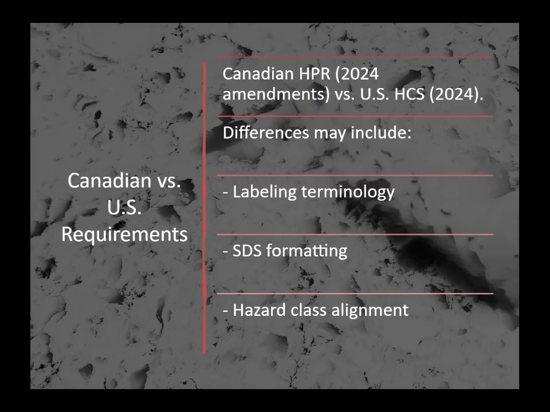Summary of variances. Employers and workers should be aware that variances exist, particularly for products that may be sourced from or also used in the U.S. The key takeaway is that in Canada, Canadian law, the HPR, takes precedence. All hazardous products in a Canadian workplace must comply with WHIMIS labeling and SDS requirements, regardless of their country of origin.